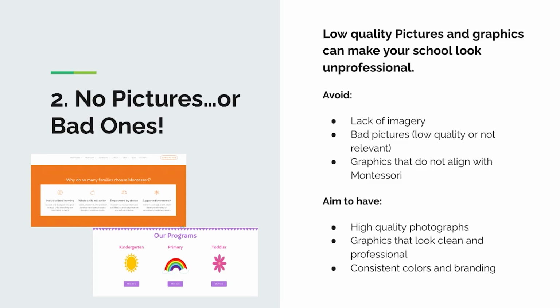Another thing that you want to avoid on your school website is having no pictures or having bad ones. You always want to make sure that all of the graphics on your website are relevant, they look nice, all of the images are great. Things that you want to avoid is a lack of imagery, because ultimately people are visual. They need to have something that looks visually stunning, professional, and relevant. You also want to avoid having bad pictures, things that are low quality, or pictures that are just not really relevant to Montessori. Instead, capture those beautiful environments, children concentrating on their work.